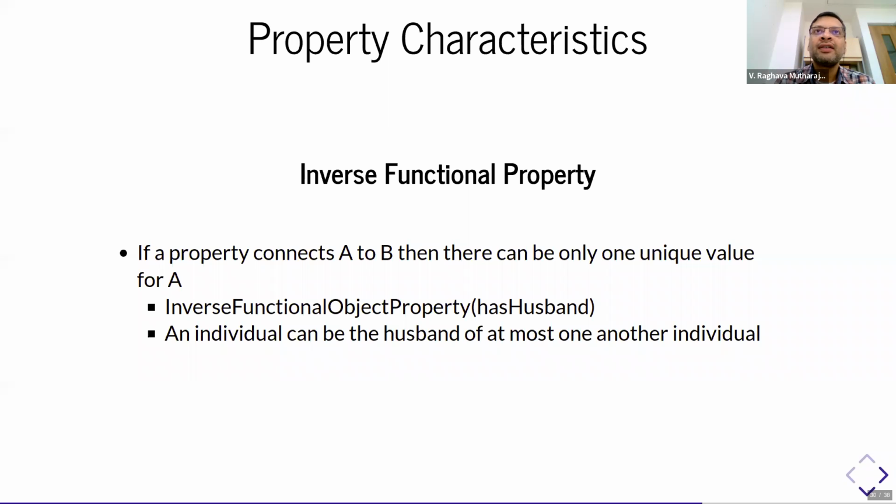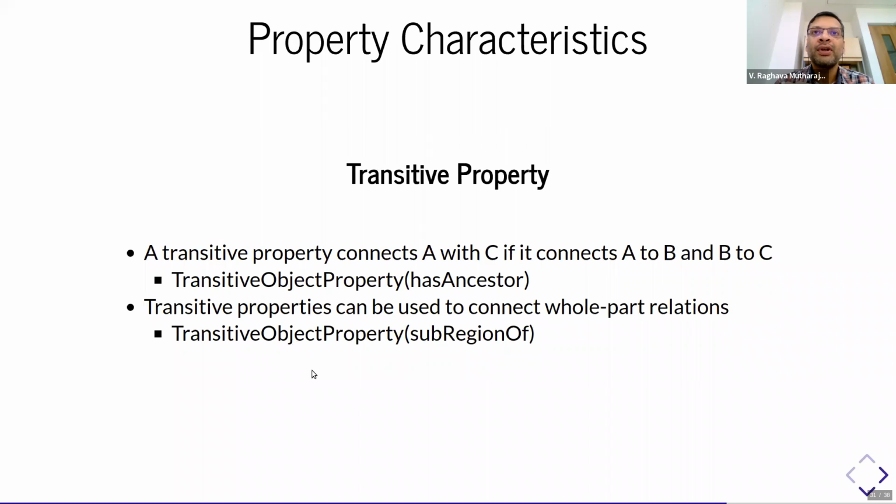Okay, there's also the transitive property. So again, has ancestor, if you state it as a transitive property, then you can make these inferences. So let's say A has ancestor B and B has ancestor C, then you can automatically infer that A has ancestor C as well. These are also useful in the whole-part relations, like finger is part of the hand, hand is part of the body, then finger is part of the body, right? And sub-region of is also useful. These are also whole-part relations.